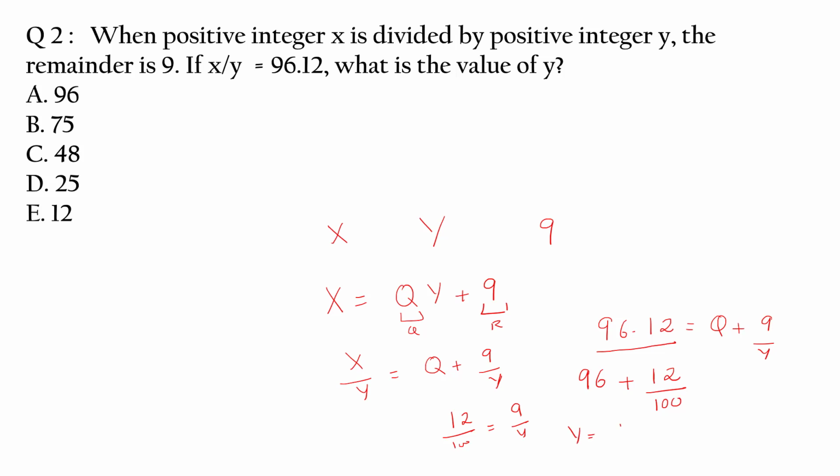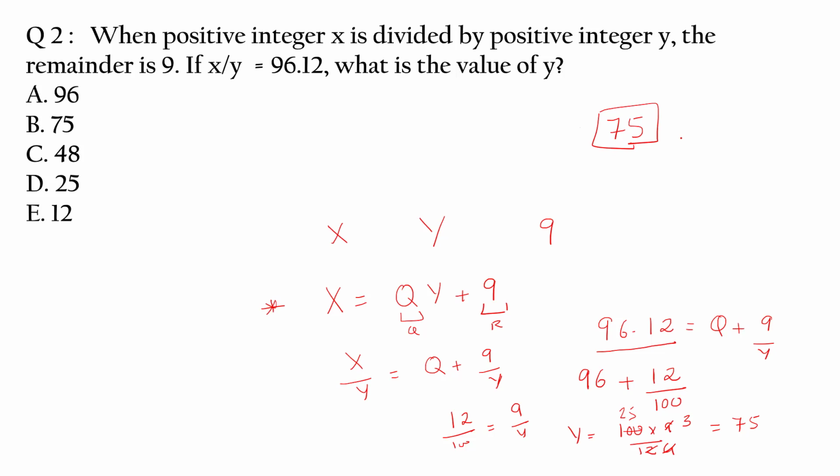So y is equal to 100 into 9 by 12. 3 3s, 3 4s, 4s, 25. So y is equal to 75. So the answer to this question is 75.